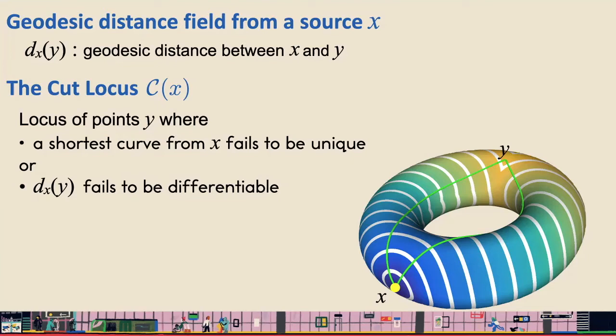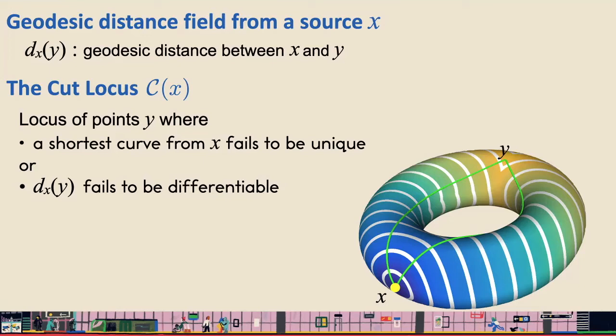In the image in the slide, for example, dx is visualized through its map and isolines. And note that since there are two minimizing geodesics connecting x and y, in this case we have that y belongs to the cut locus of x and vice versa. However, from now on, x will be fixed and we will refer to it as the point for which we are computing the cut locus.